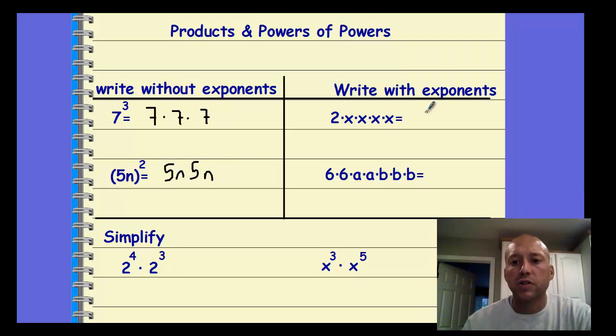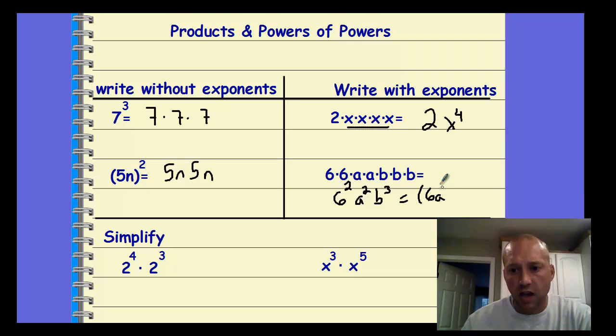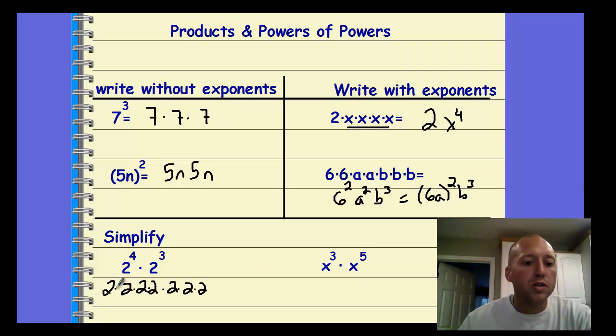Writing with exponents, this would be 2 and then x, and then we have 4 x's here, so it's x to the fourth. So here we have a 6 squared, we have an a squared, and we have a b cubed, which we could also write in parentheses, 6a, that quantity squared, times b cubed. So we can pull that square out a little bit. We could also write this as 2 to the 7th, because we have 7 2's being multiplied together.